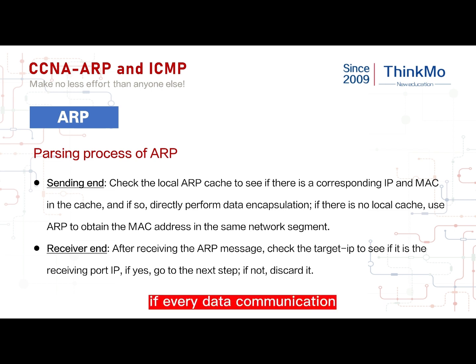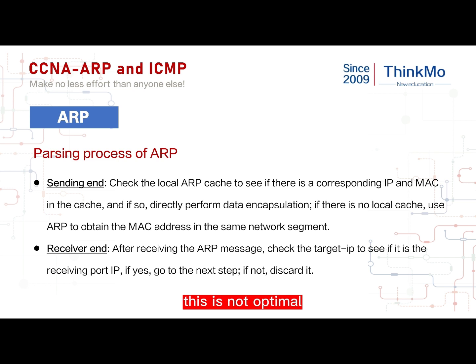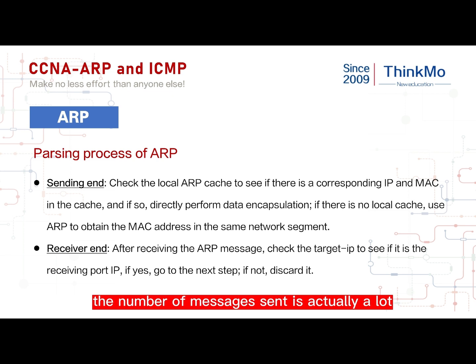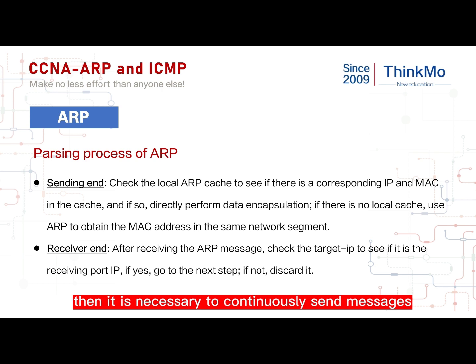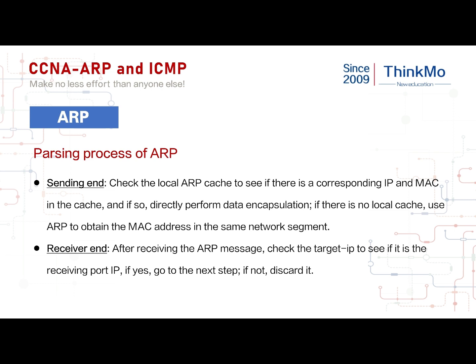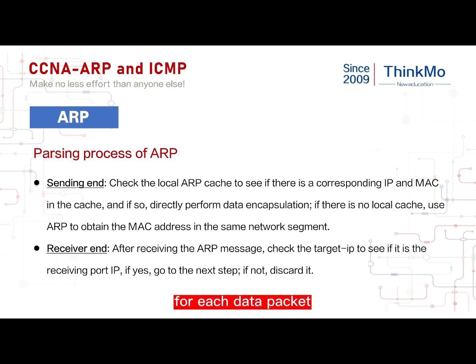If every data communication required an ARP to be sent before communication, this is not optimal. Now on the internet, the number of messages sent is actually a lot. For example, I now have a relatively large message, maybe a few gigabytes. If I watch a movie, then it is necessary to continuously send messages. Each packet actually has a specified size, that is, the message will not be particularly large. For each data packet, it has a prescribed value. We call it the MTU value of the link.